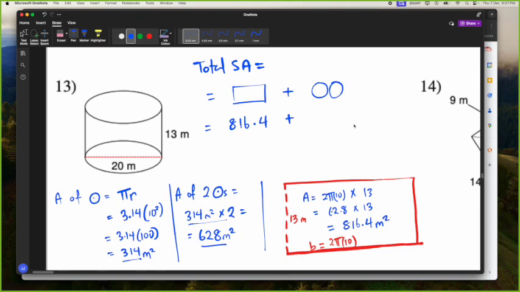Yeah. So we have the area of these two circles being 628. And so the total will be, where's the total there? Where does it work out to be?